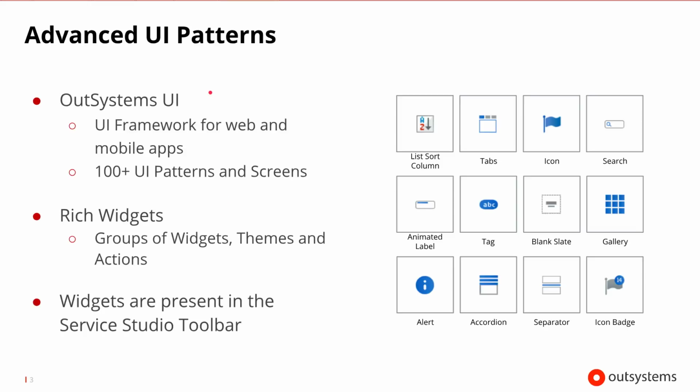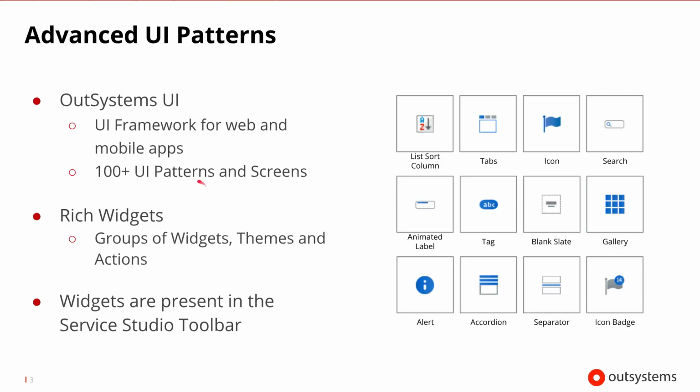So when we're talking about advanced UI patterns, we are talking about things that go beyond the basic widgets that we've worked with. OutSystems UI is actually a UI framework for web and mobile apps. That UI framework inside of OutSystems comes with over 100 UI patterns and template screens that we can use to start with. There's another set of UI patterns that are more advanced that we just mentioned called the rich widgets. These are groups of widgets that include parts of the themes and some actions that will give groups of widgets better behavior and more interesting capabilities. There are still the basic widgets, and they will always be available inside of the toolbar inside of Service Studio. But in this session, we're really trying to focus on some of the advanced UI patterns.